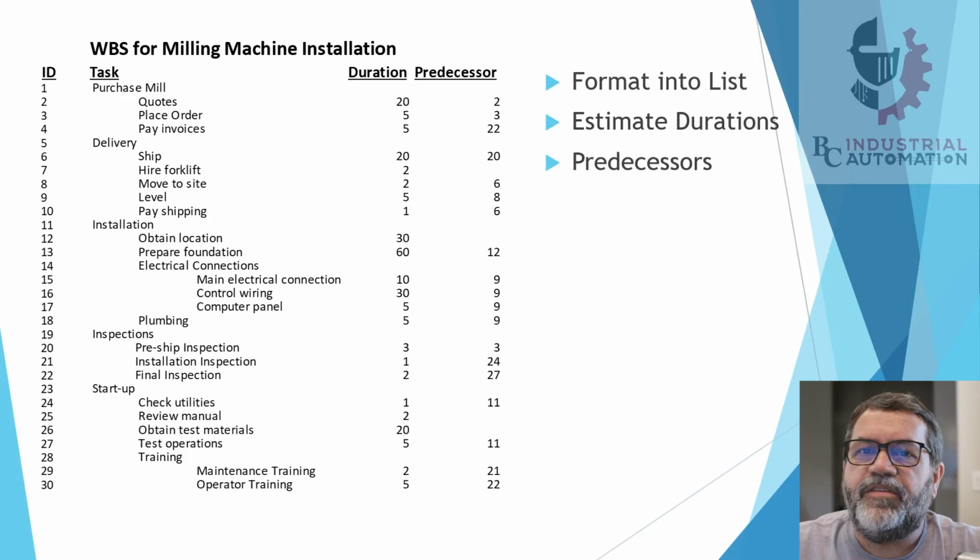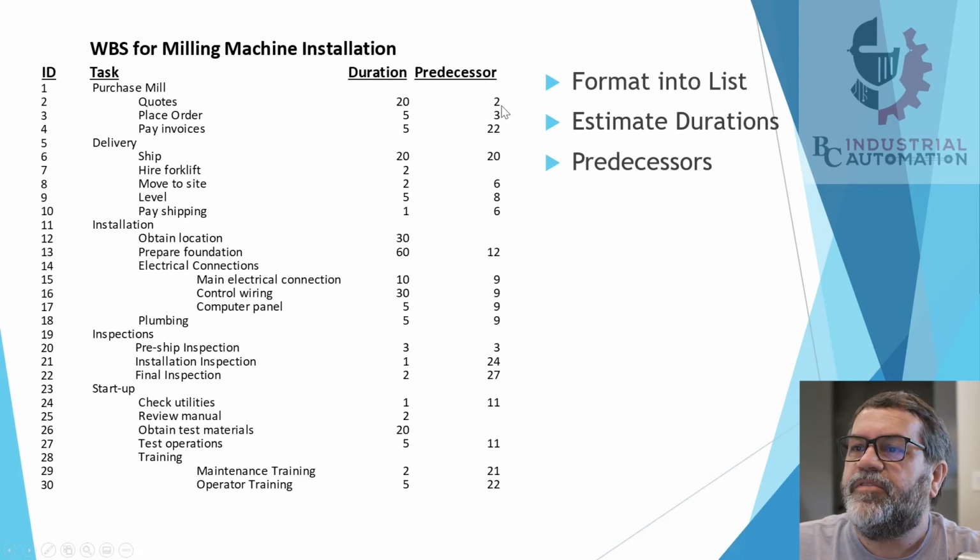The next thing I need to do is identify predecessors. A predecessor is something that has to be completed before this item is started, or sometimes they start together, sometimes they finish together. But for this example, I'm going to just focus on start-finish relationships.